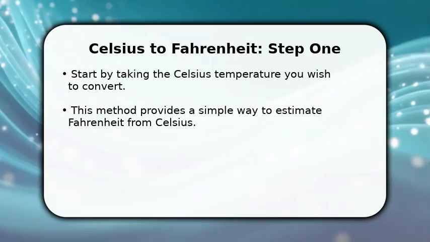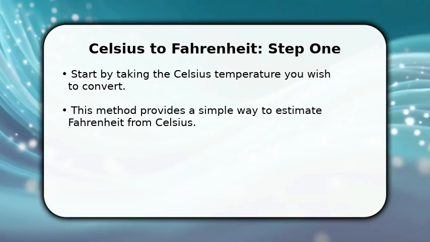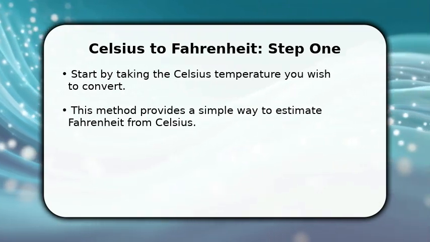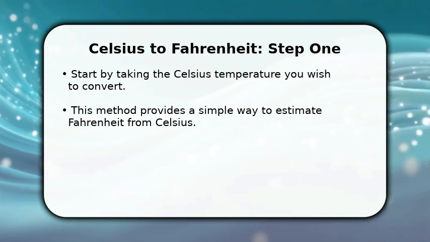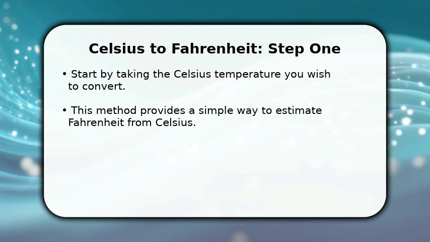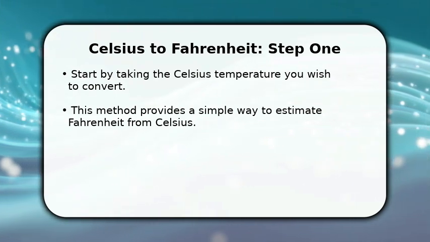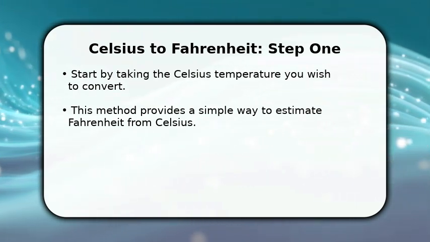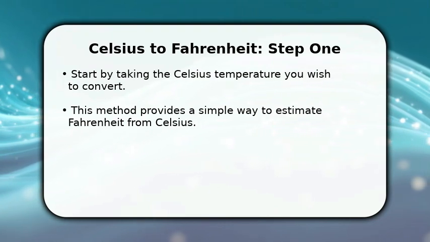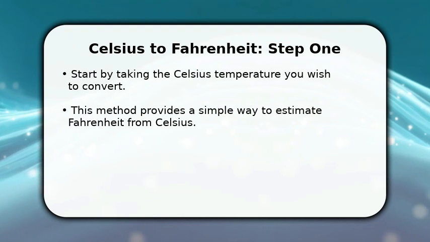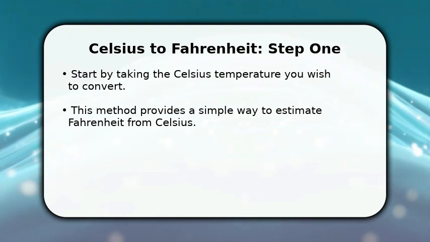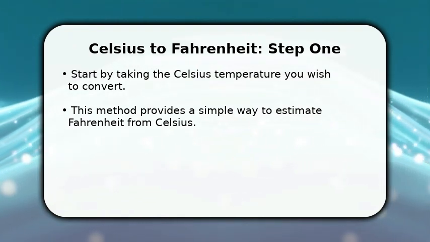In this video, I will explain how to remember Celsius to Fahrenheit conversions. Let's begin with the first step. When you have a Celsius temperature, the initial action is to simply take that number. For instance, if it's 10 degrees Celsius, you'll start with the number 10. This foundational step sets the stage for the rest of our quick conversion process, making it easy to remember where to begin your calculation every time.